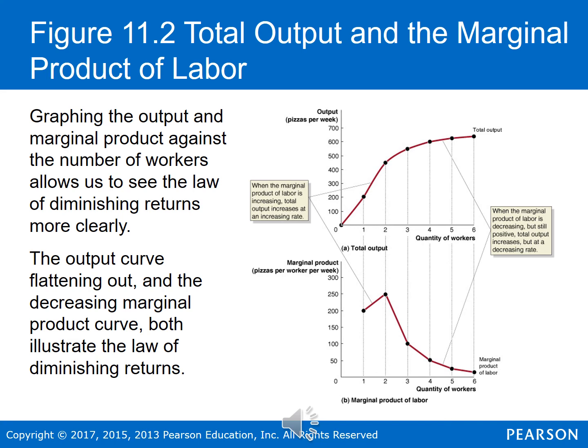Now the second figure graphs the marginal product. So we're seeing the marginal product of labor. You can see the initial increase from 1 to 2 workers, and then you see it dropping as we add additional workers. So you can actually see the marginal product of labor getting smaller.